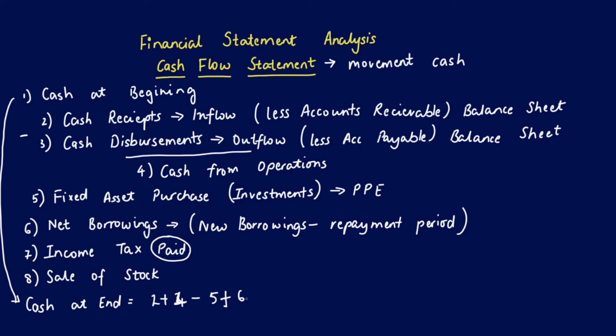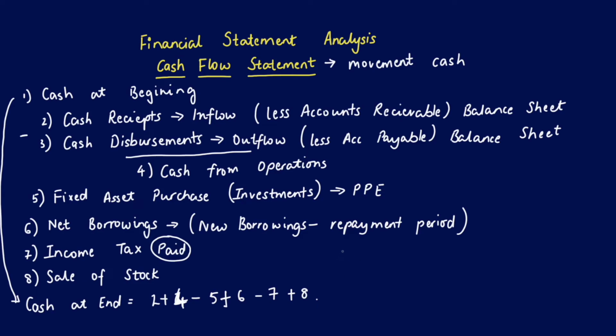Again, once you're borrowing some money or taking out a loan, that's technically money coming from the bank to your business, so that's a surplus, so you add it. Then you subtract the income taxes paid. Once you pay income tax, it's money going out of your register or your pocket or your wallet, or however you want to see it. And then you add any sale of stock, because that's money coming in, and that should give you the total cash at the end, or the ending cash balance.